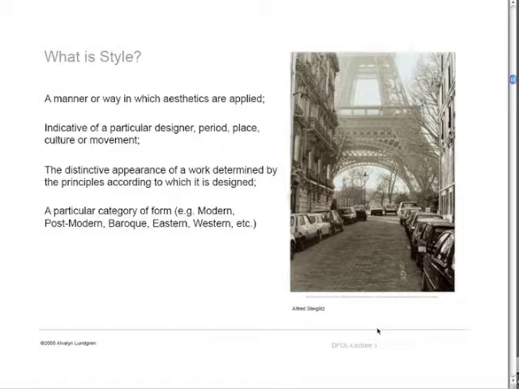Style is the distinctive appearance of a work, based on how the aesthetic principles are used, and also a particular category of form, like modern versus Eastern versus Western versus Baroque, things like that. So style is the application of aesthetics to design and art, architecture, writing, things like that. And it's the style that is subjective. It is the style that is personal, but the aesthetics are universal.